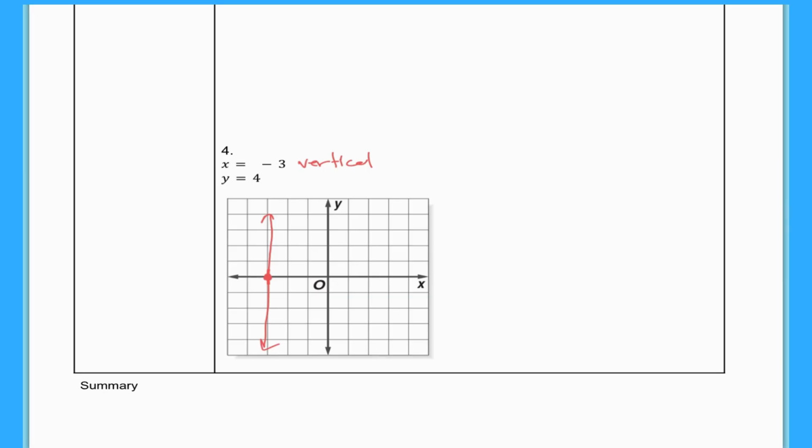Then for y equals, that's the horizontal line. And it's going to be where y is 4. So that's up here where y is 4, and then we draw a horizontal line. And if we extend this one a little bit, we can see the point where they cross is going to be right here. And that is at the point -3, 4, which we can actually see here is -3, 4, because those values will never change.